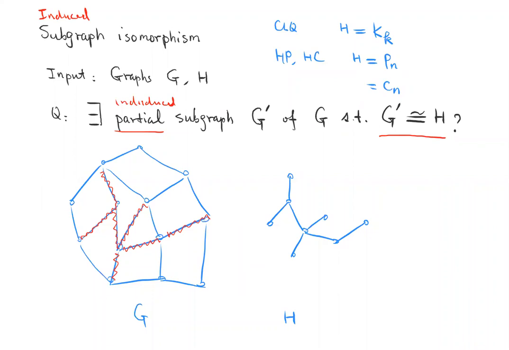Just induced subgraph isomorphism. Now, can these still be special cases? For induced ones, these two do not work. They are partial subgraphs, so these are not. But the clique works. Also, another one is independent set. So in this case, these two do not work for the induced one. So let me erase the induced one.